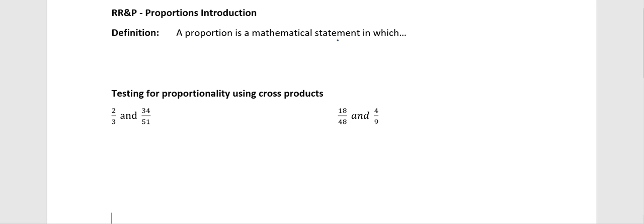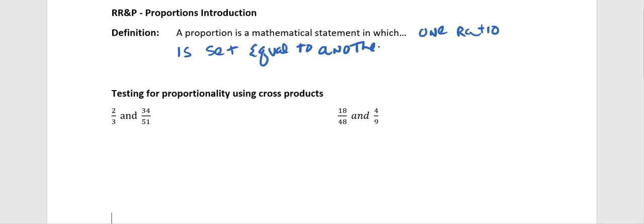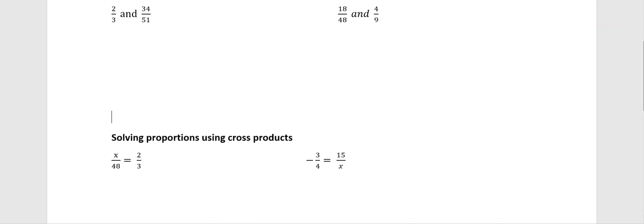A proportion is a mathematical statement in which one ratio is set equal to another ratio. So we know what ratios are. Ratios are nothing more than a comparison of one quantity to another. So when we take one ratio and we set it equal to another, we know that we have a proportion.